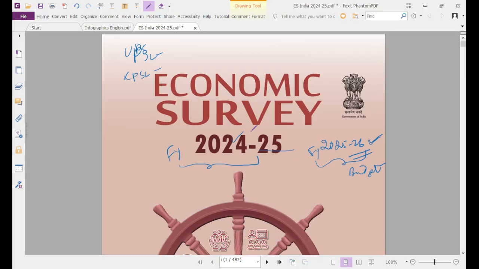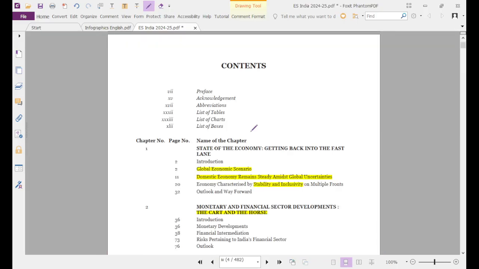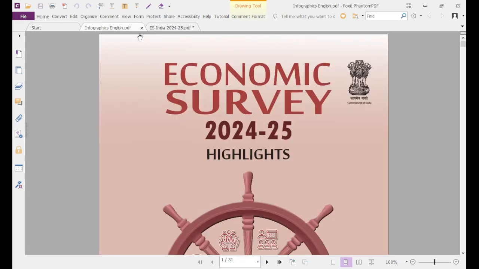So this year's Economic Survey is quite interesting. Generally, if you visit the government website for the Economic Survey, you will find a lengthy document of around 500 pages. At the same time, they also release infographics, stats, tables and graphs to understand how the economy has performed and how it is going to grow in the future.